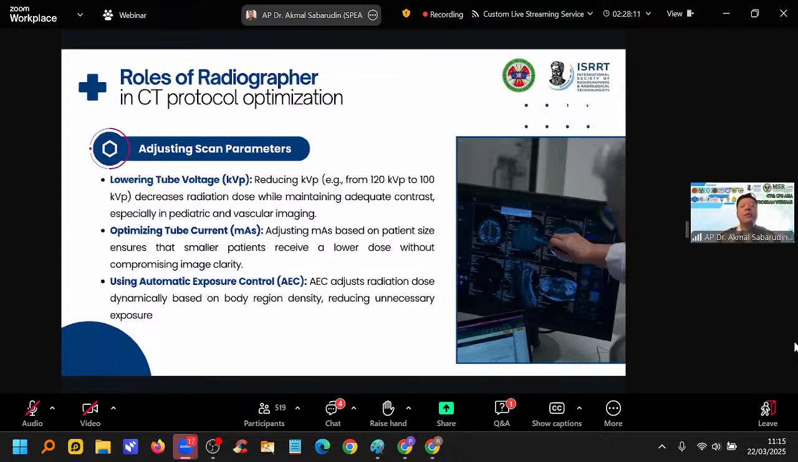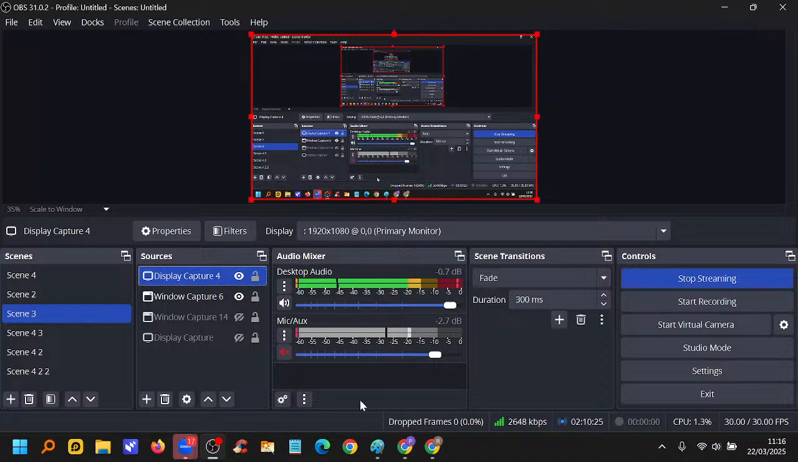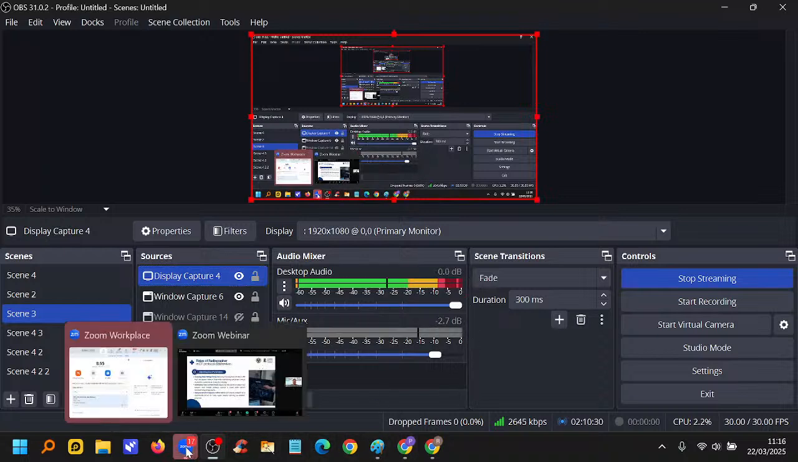And then using automatic exposure control, so AEC adjusts radiation dose dynamically based on body region density, reducing unnecessary exposure. Like in general X-ray, we have our AEC, and the same goes for our CT scan. That is why we have TCM, they call it tube current modulation. So you can regulate the dose, the current, the mAs, according to the thickness of the patient.